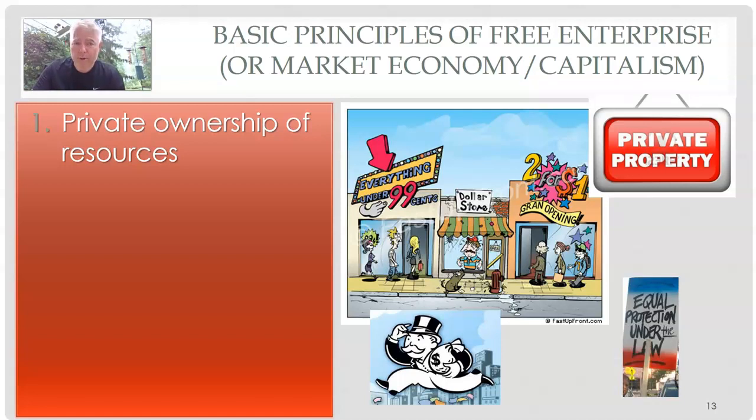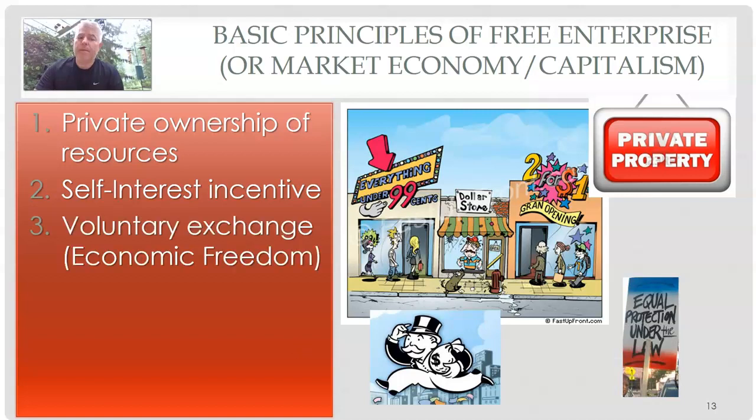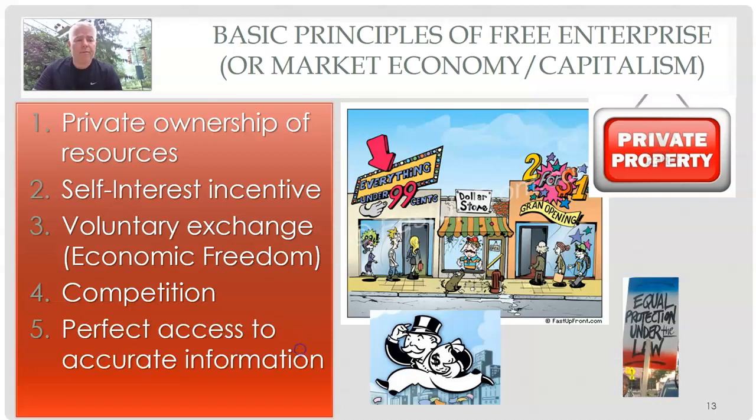1, private ownership of all the resources. 2, there has to be a self-interest incentive in order to profit. 3, you must have the economic freedom to trade or not trade in the market. 4, there has to be adequate competition to prevent one person or company from taking advantage of the market. And 5th, there has to be perfect access to accurate information for both buyers and sellers in the marketplace.